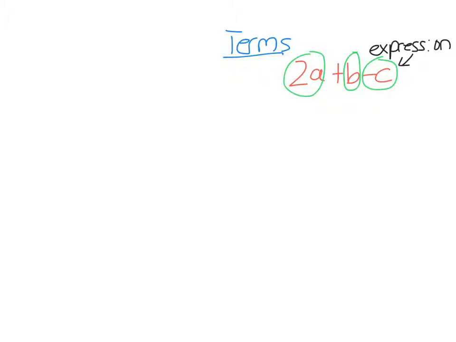So note 2a and plus 2a are the same thing, right? So we don't need to write the plus for the first term. However, for the last term, we need to have the negative there, because negative c and c are not the same thing. So this expression has 3 terms. So now you know what terms are. We are going to perform operations. We're going to add, subtract, multiply, and divide them. So we start with addition and subtraction.